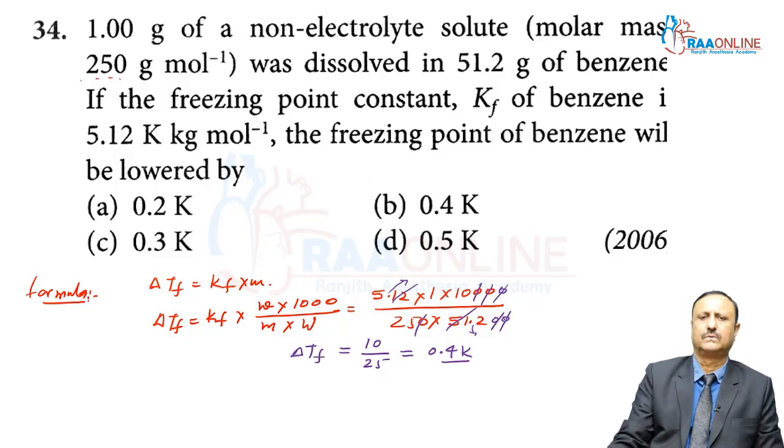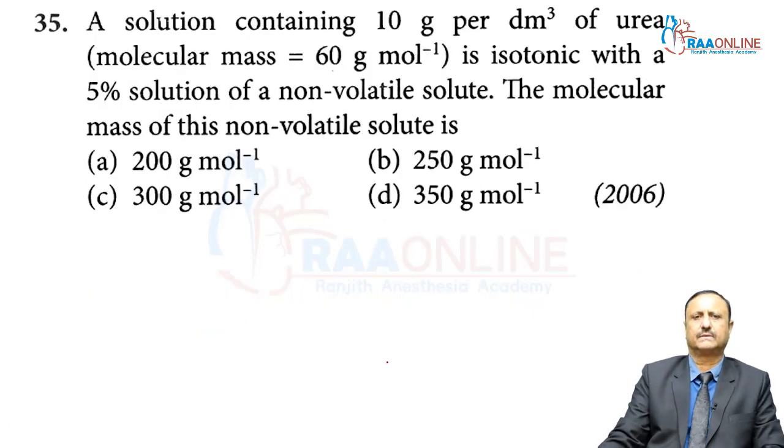Now, the freezing point of benzene will be lowered means he only wants the delta Tf. Benzene is lowered by 0.4 Kelvin. So, my dear students, you can get the answer. Question number 34, the answer is B. B is the correct answer because you can get 0.4 Kelvin. This question was also asked in the 2006 NEET exam, my dear students. Now we can see question number 35.